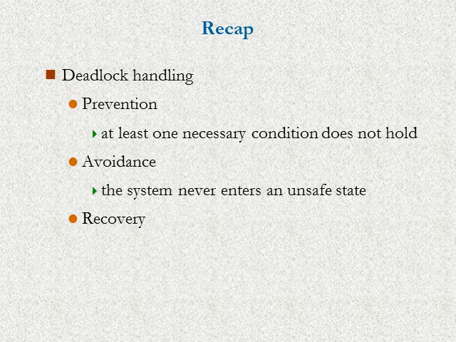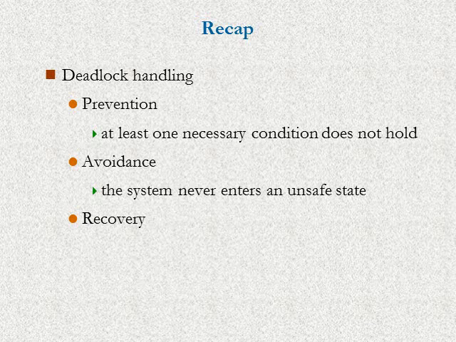We discussed that there are four conditions. If all of them hold simultaneously in a system, we have a state of deadlock. However, in prevention, we ensure that at least one of them does not hold to prevent the deadlock altogether. In the avoidance method, we ensure that the system never enters into an unsafe state. And by this unsafe state, we mean that there is a possibility of a deadlock.